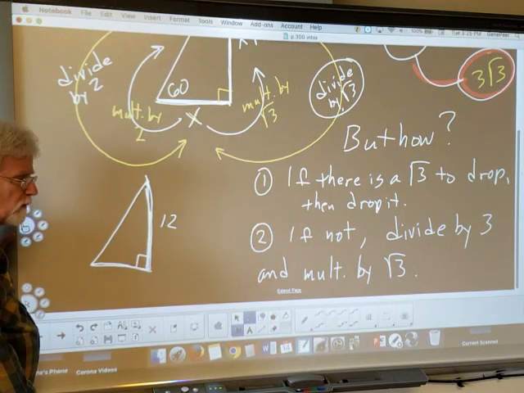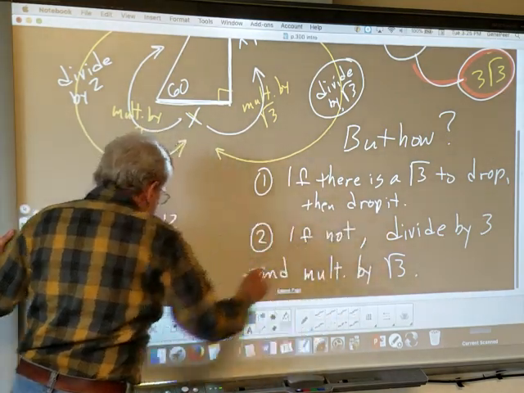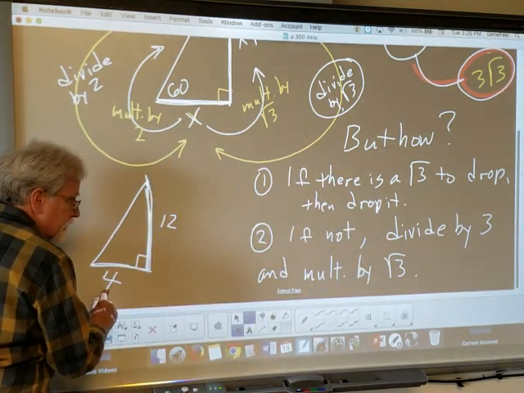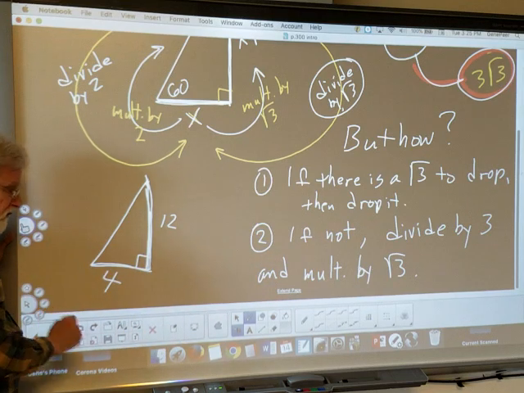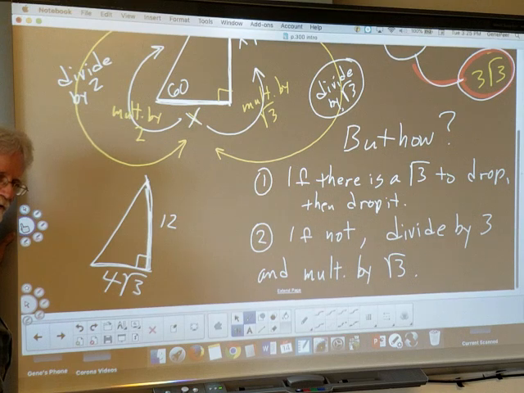So we could go to rule number 2. If not, then we divide by 3 and stick a square root of 3 next to it. Done. Yeah, that's all there is to it.